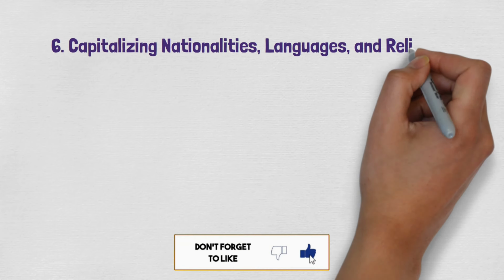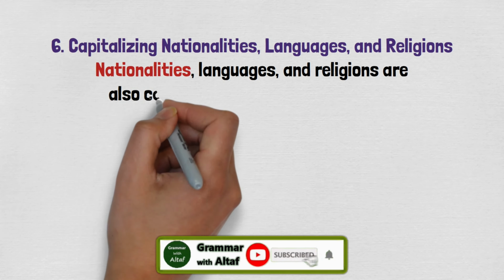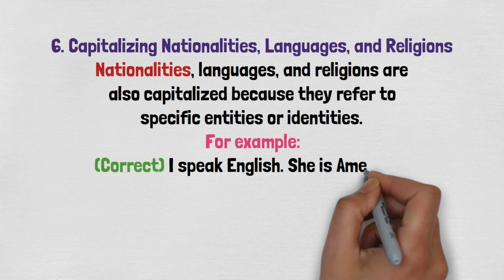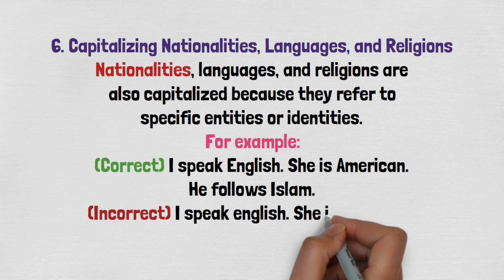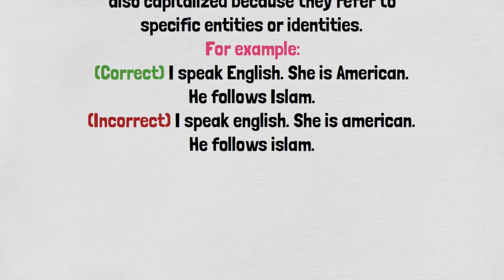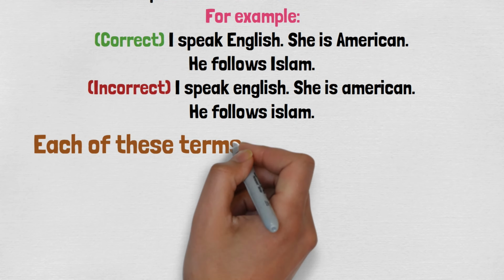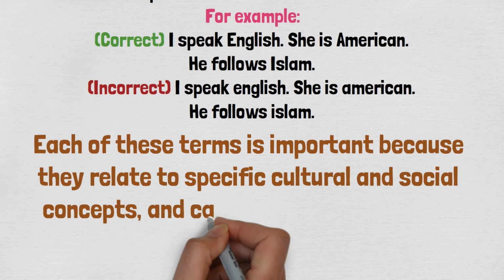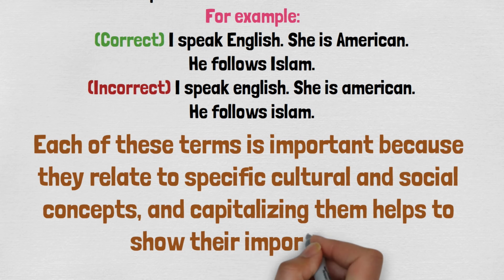6. Capitalizing nationalities, languages, and religions. Nationalities, languages, and religions are also capitalized because they refer to specific entities or identities. For example, correct: I speak English. She is American. He follows Islam. Incorrect: I speak english. She is american. He follows islam. Each of these terms is important because they relate to specific cultural and social concepts, and capitalizing them helps to show their importance.